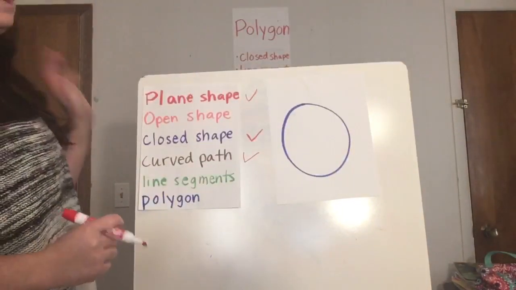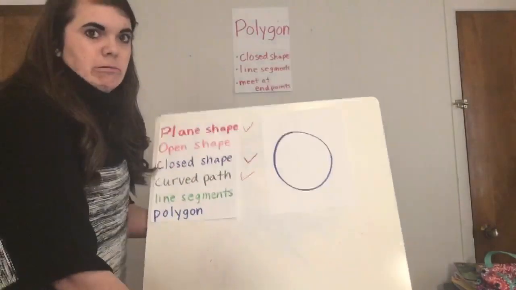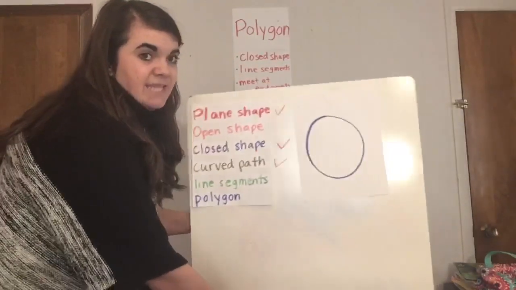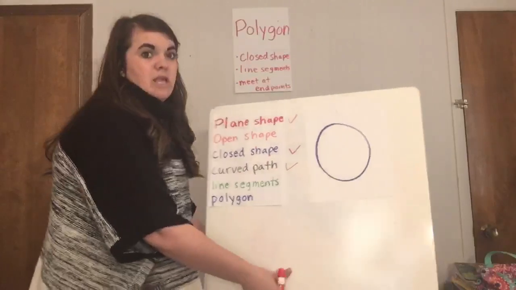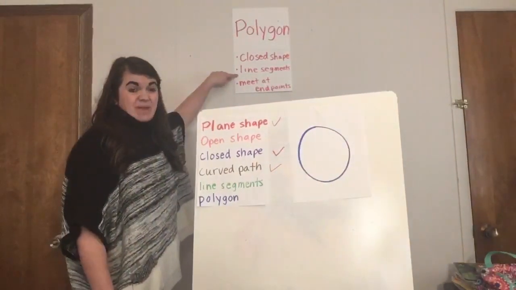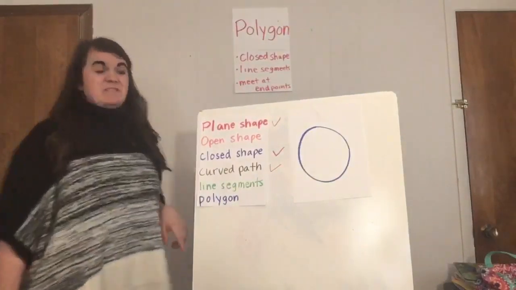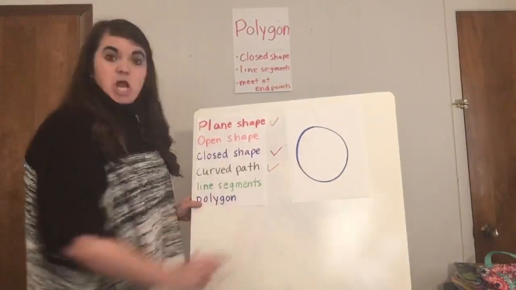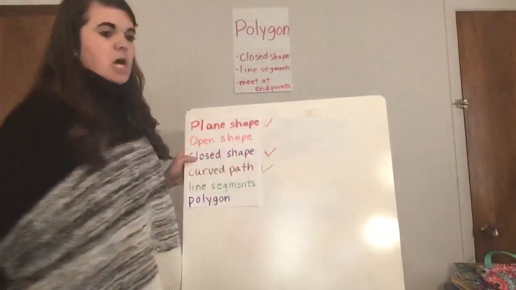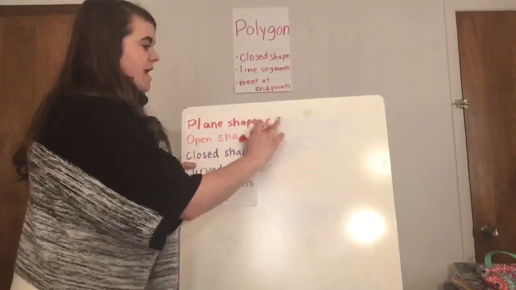So with here, we know that a polygon is a closed shape. It has line segments and the ends meet. Okay? Is it a polygon? Well, it is a closed shape, but are there line segments? No, there's not line segments. So this is not a polygon. Okay? Let's go to our next one.